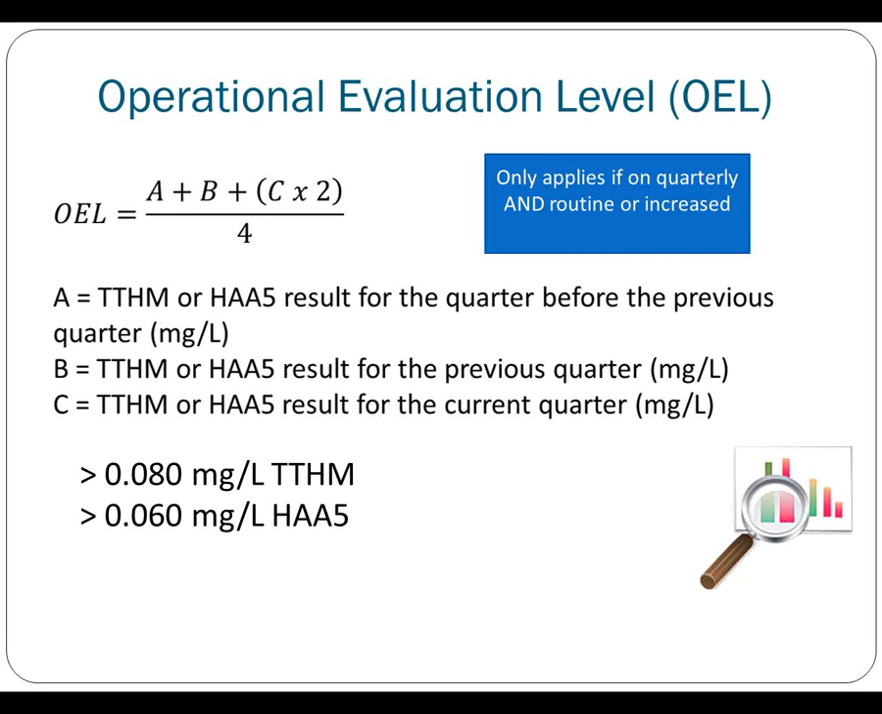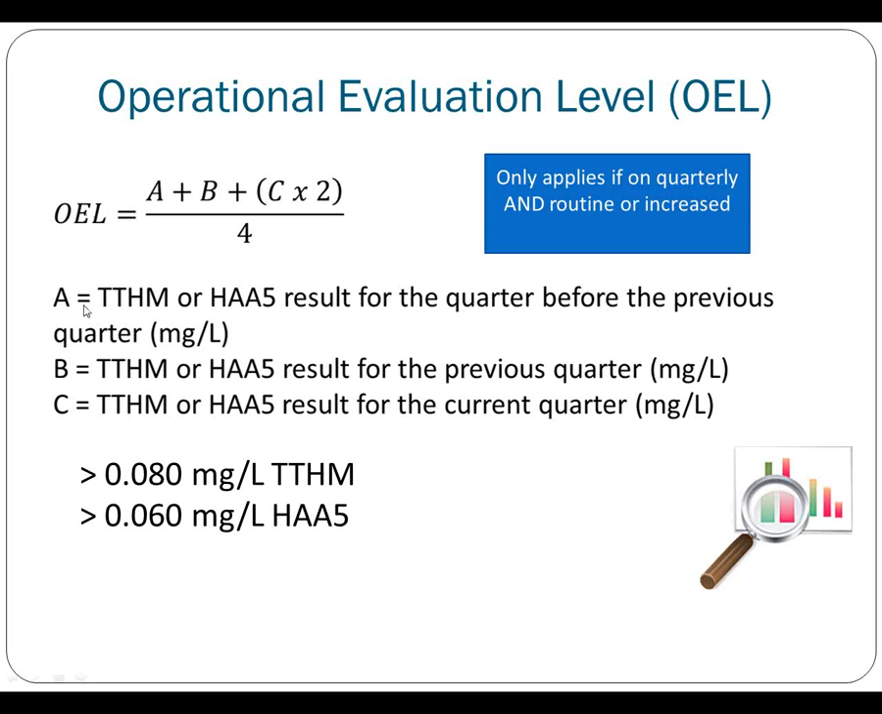The promised OEL, Operational Evaluation Level. This first starts as a calculation for water systems that are on quarterly sampling that is routine or increased. Basically, for the small systems, if your water system is on quarterly, you will need to calculate this operational evaluation level starting that third quarter of the quarterly sampling. So this water system has collected 3 quarters and is ready to calculate the OEL.